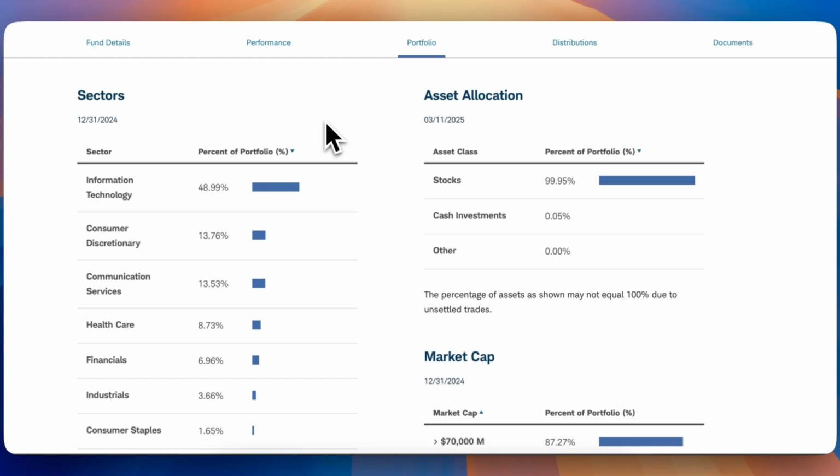If we break it down by sectors, we are heavily in the information technology sector, sitting at 49%. These include stocks like Apple, Microsoft, Nvidia. We also have consumer discretionary, which is at 13.76%, which includes stocks such as Amazon and Tesla. And then we have communication services sitting at 13.53%. So these are stocks such as T-Mobile, AT&T, and even Google. Our fourth biggest sector is going to be the healthcare sector at 8.73%, which includes United Healthcare and Eli Lilly.